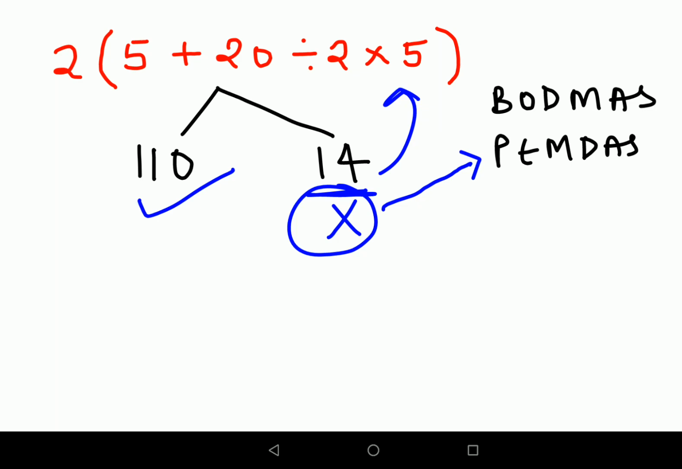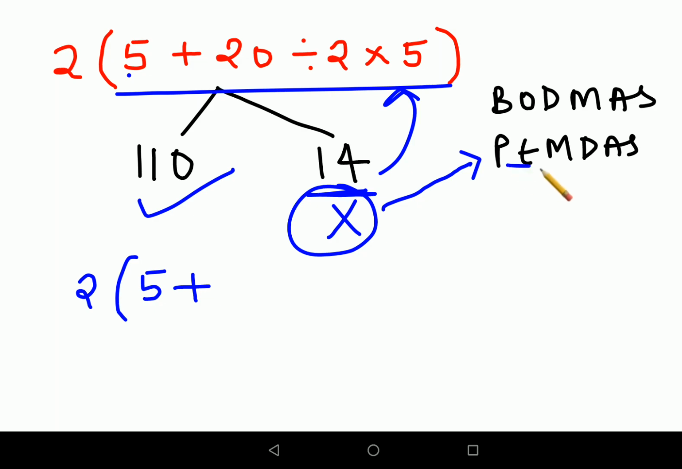So now please understand what happens in BODMAS or PEMDAS. First we will work with the parentheses. We will start with the parentheses. So you will keep your 2 as it is, and you will not add 5 plus 20. You will keep your 5 as it is, and you will keep the plus sign as it is. Then the next thing you should be doing is you divide 20 by 2 and then you multiply by 5.